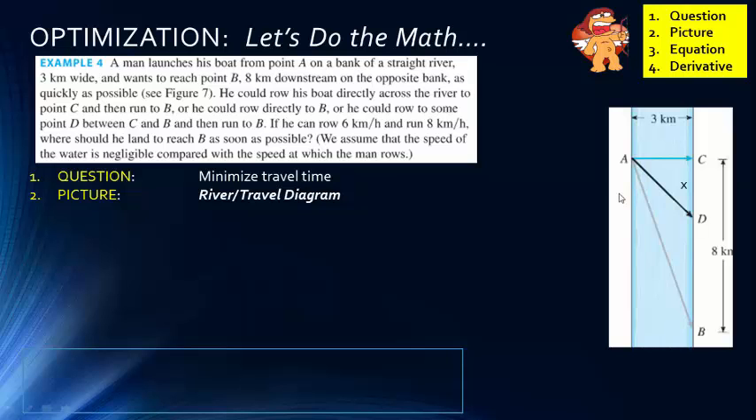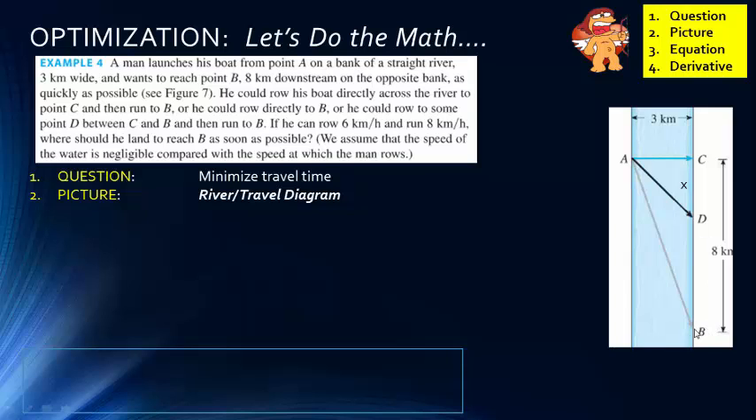Alright, so now you can see what I'm talking about. Draw a river, put your point A on first. It tells you the river is 3 kilometers wide. Mark that. It tells you that there's another point 8 kilometers down from the point across the river.